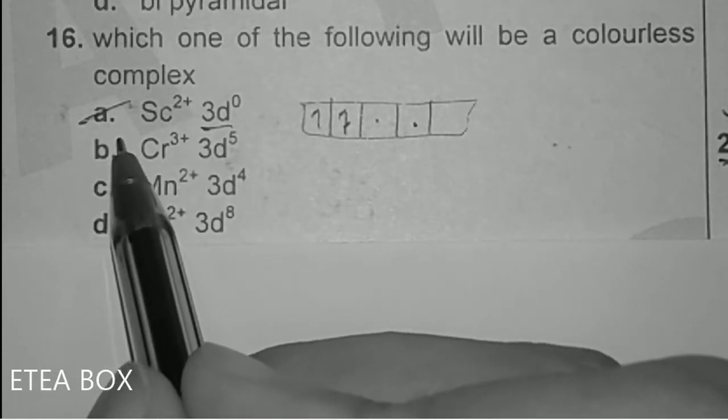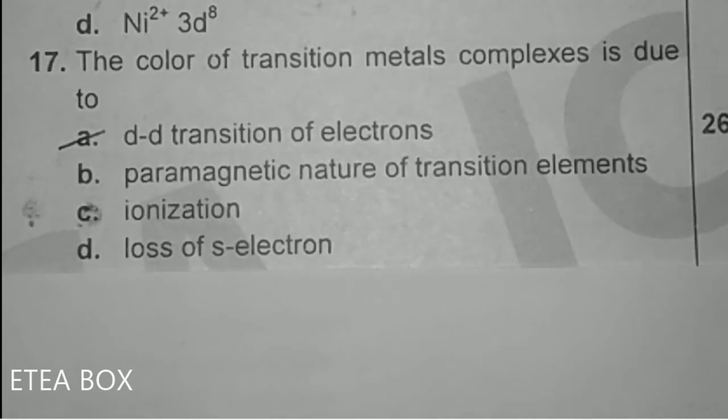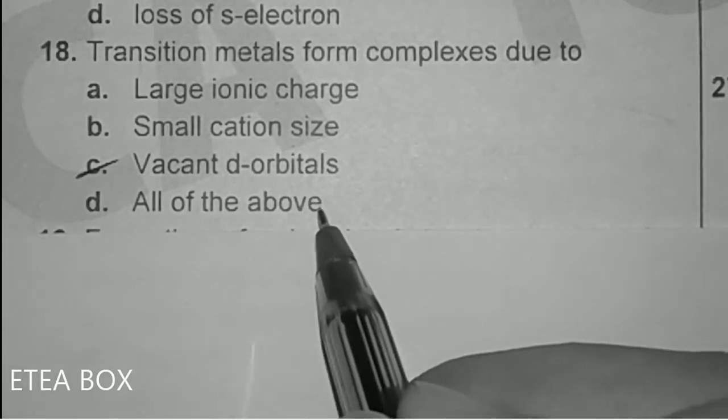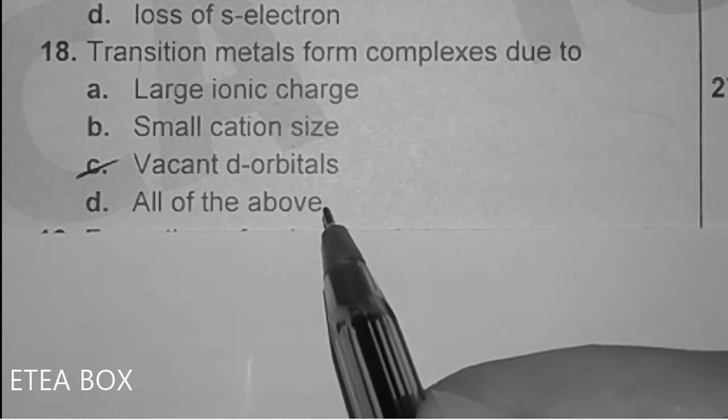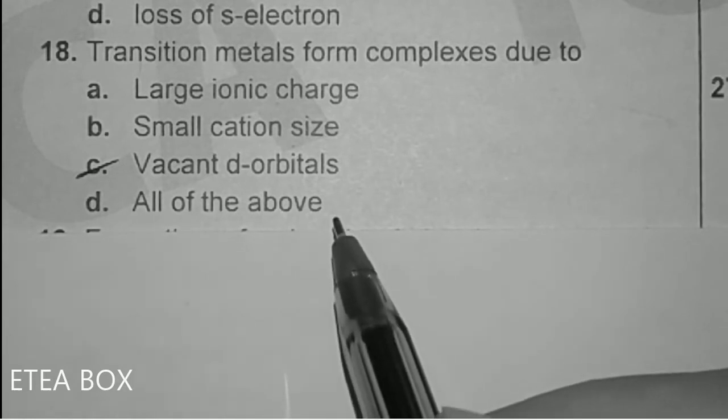That's why the scandium will give a colorless complex. The color of the transition metal complexes is due to the d-d transition of the electron. The transition metal forms complexes due to vacant d orbitals. Here option C is correct, because in transition metals the d orbital is vacant and it has the ability to accept a lone pair of electrons from the other ligands.